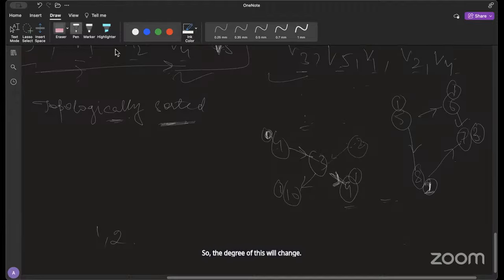This will become 1. In degree of 5 will change. This will become 0. In degree of 7 will change. It will become 2. In degree of 8 will change. It will become 1.